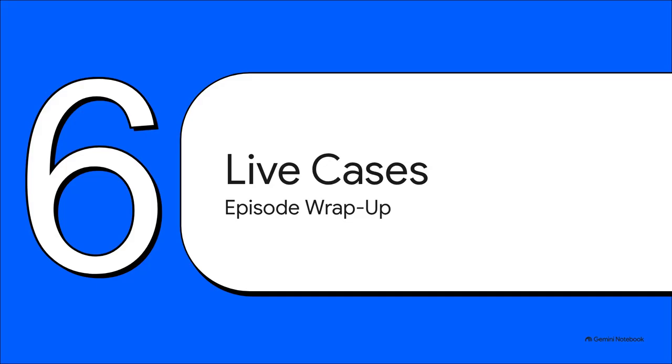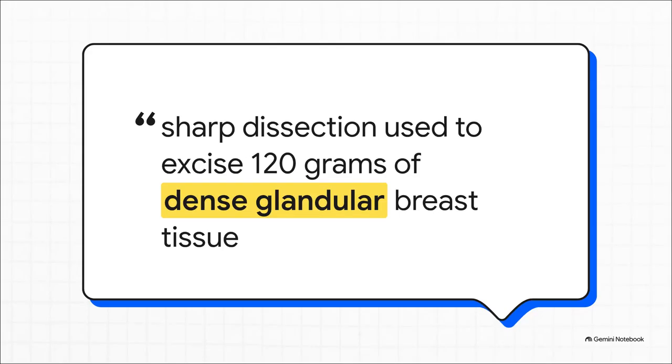Finally, Section 6, Live Cases and Episode Wrap-Up. Let's transition from passive learning to active problem solving. It's time to put our decision tree to the real test. Okay, case number 1. We've got an operative snippet from a 24-year-old male who was completely unresponsive to medical management.